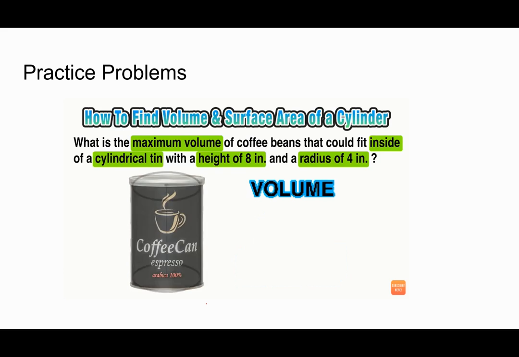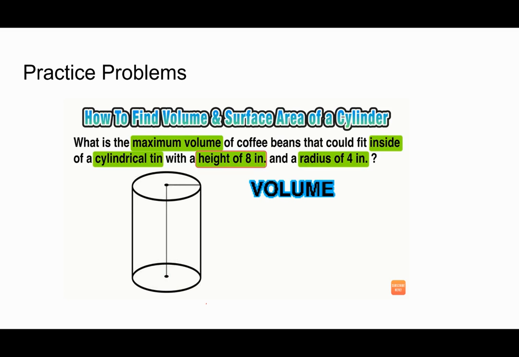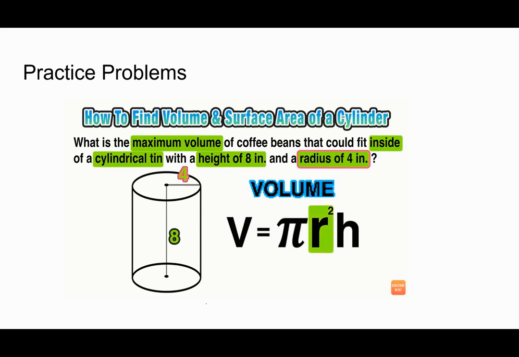So at this point, we can revert back to that simple diagram of a cylinder. We know that the height is 8, so we can label the height with the value of 8. And the radius is 4 inches, so we can label the radius with a 4. Now we can use our volume formula, V equals pi r squared h. We can replace r squared with 4 squared since the radius is 4, and we know that 4 squared is just 16. Then we can replace h, the value of the height, with 8 since the height was 8 inches.